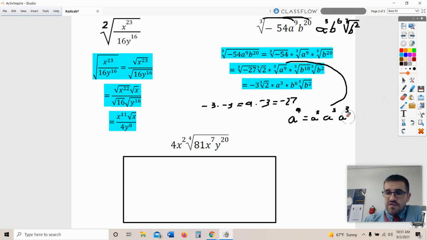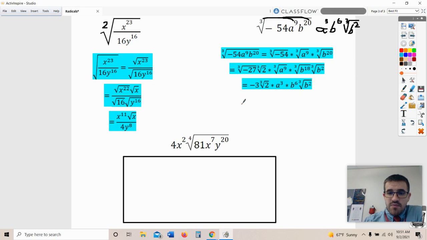And I actually forgot to properly write my answer here. So if we combine our terms where we need them, it's going to be negative 3 a cubed b to the 6th times the cube root of 2 b squared. To be squared or not to be squared? That is the question.